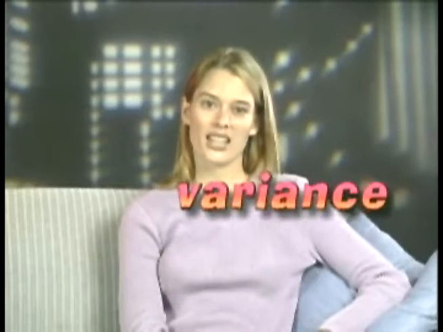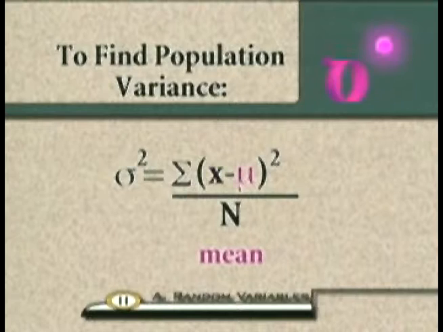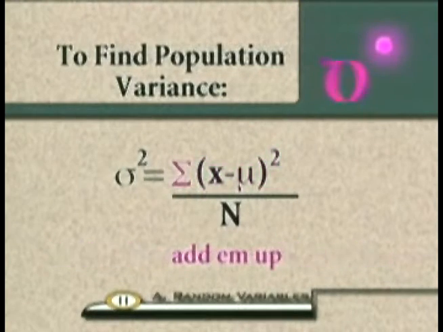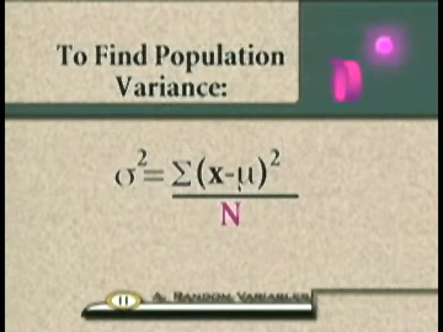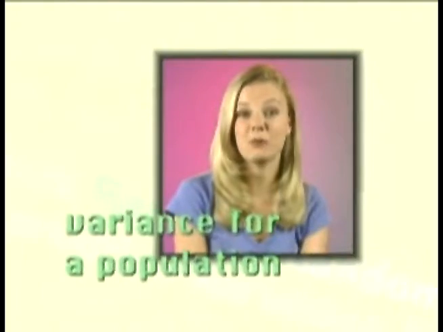Let's start by calculating the variance. Take the deviation, the value of x minus the mean, and square it. Do this for every possible value of x. Add those values together and divide by n, the number of values for x. That's how we find variance for a population.